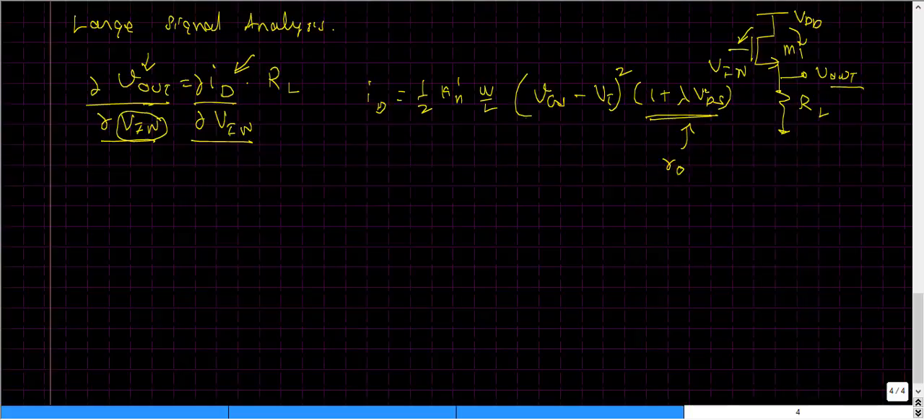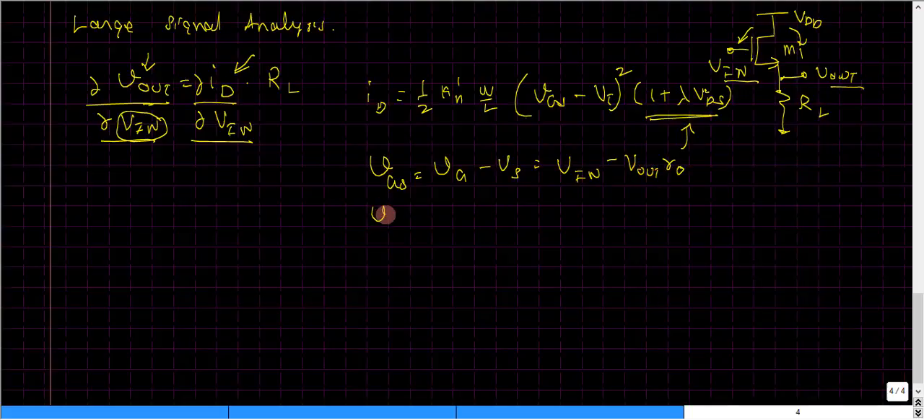And before we perform a partial derivation upon this current ID, we just need to expand the values of VGS, VDS and VT. Now let us try to expand the value of VGS. So VGS could be written as VG minus Vs. Now what is connected to the gate terminal is nothing but the input signal Vin, and what is connected to the source terminal is nothing but the Vout, which could be written something like this.